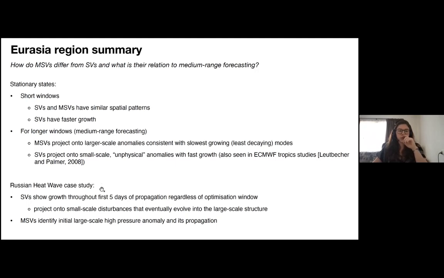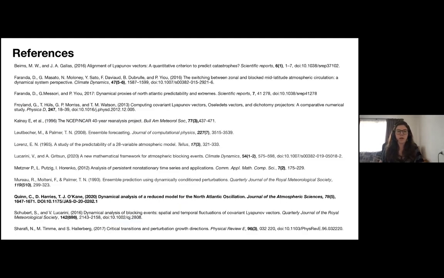And then in our Russian heat wave case study, we basically showed that the SVs have growth throughout the first 5 days of propagation, regardless of how large you make your optimization window. They're projecting onto small scale disturbances that eventually do evolve into a large scale structure after propagation. But the MSVs initially identify the large scale high pressure anomaly associated with the Russian heat wave, and its propagation.